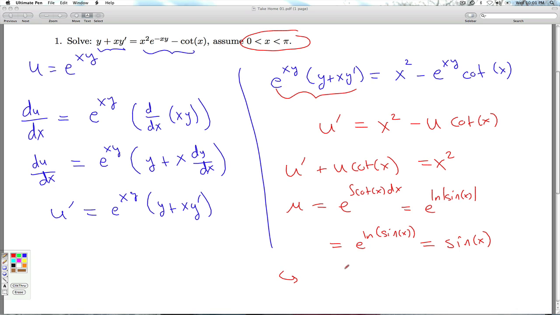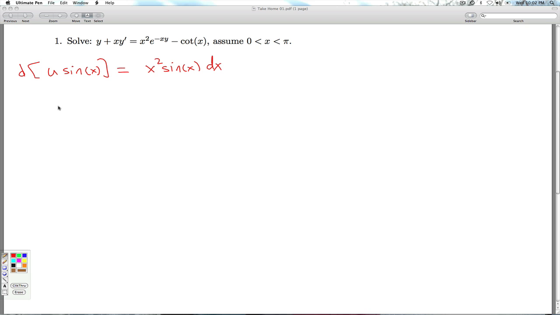So multiplying through by the integrating factor, on the left-hand side I get the exact differential, u times sine of x. On the right-hand side I get x squared sine of x dx. Alright, so that means that u sine of x is the integral of x squared sine of x dx. This is an integration by parts that we can handle with the tabular method.